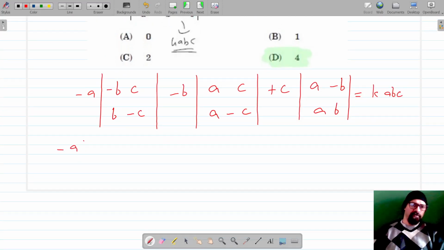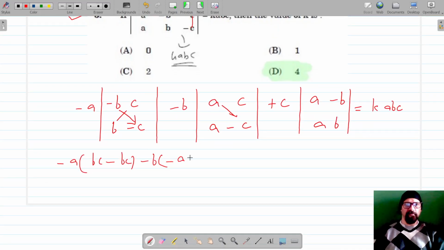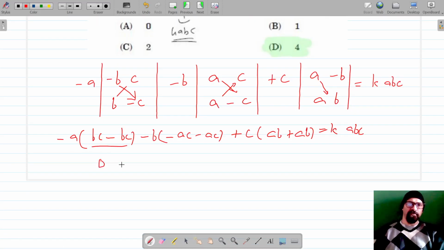Okay, so let's try to evaluate this. So this is negative a into (b into c, negative b into negative c is bc) minus the product of these, which is bc minus bc. And this one, this is a into negative c, which is negative ac, plus c. And this is ab, and plus ab is equal to k into abc. My bc minus bc is 0, so this term is 0, minus b into minus 2 times ac, plus c into 2 times ab is equal to kabc.